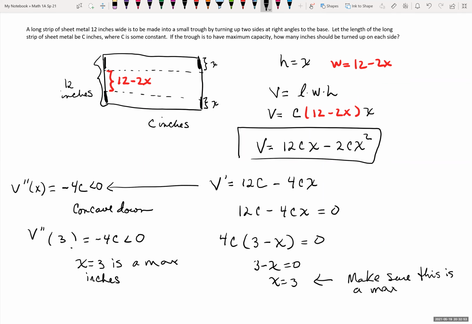We want to turn it up. That height of that trough should be 3 inches. And that is not the max, but that's when the max will occur.